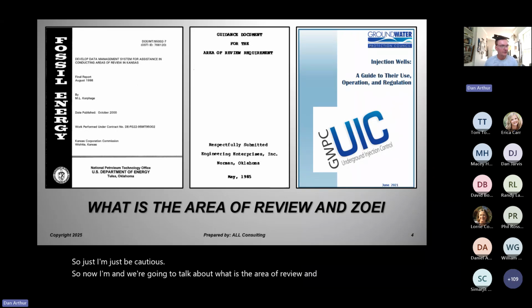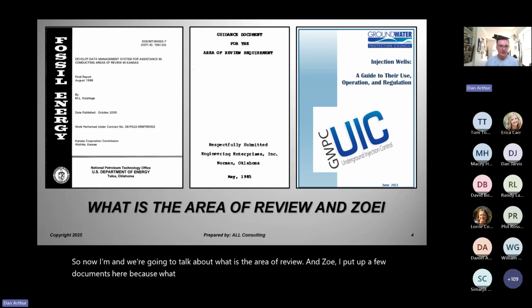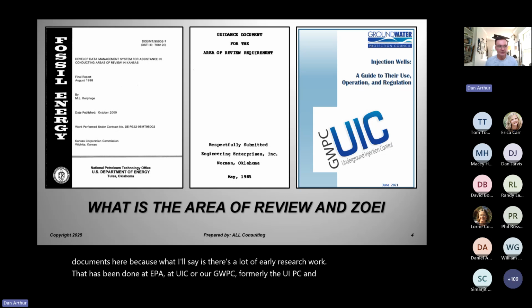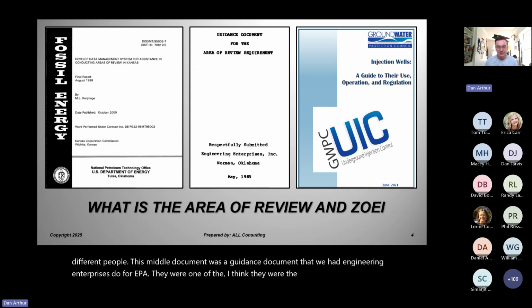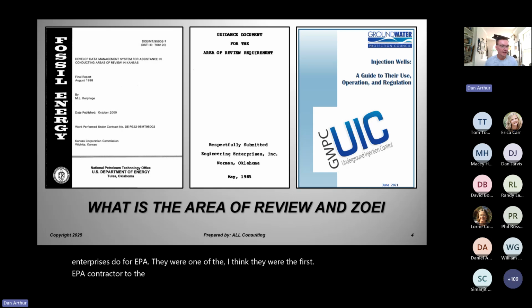I put up a few documents here because what I'll say is there's a lot of early research work that has been done at EPA, at UIC, or our GWPC, formerly the UIPC, and a variety of different people. This middle document was a guidance document that we had Engineering Enterprises do for EPA. I think they were the first EPA contractor to the UIC program. And we did a lot of things.